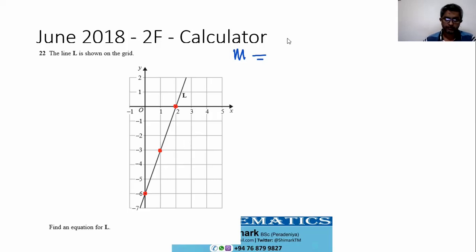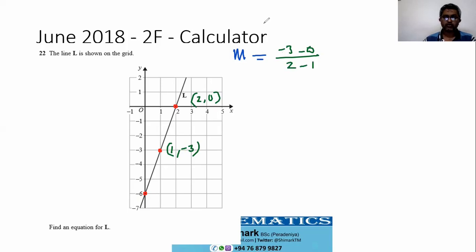-3 and 1, and 2 and 0. Okay, 2, 0. So how does the equation come for m? y2 is -3 minus 0, over 2 minus 1.